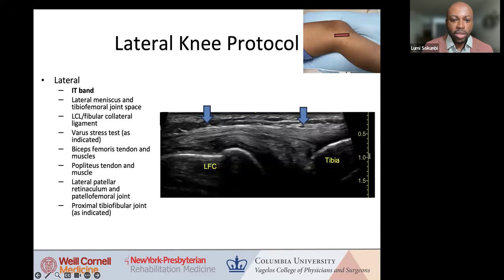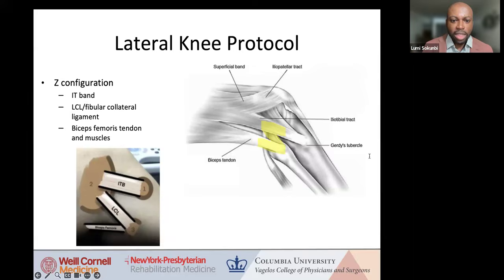So now getting into the IT band. Often to start off, just to show this last slide one more time, you can start with the anterior knee scan and have your probe in long axis of the patellar tendon. Then as you move laterally, the next structure that you'll catch is that IT band onto Gerdy's tubercle. So that's a good starting place.